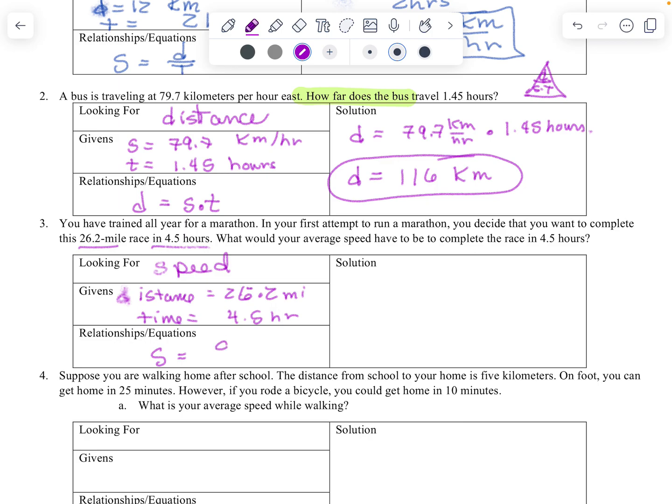Speed equals distance divided by time. And let's sub and solve. Speed will equal our distance divided by 4.5 hours. This one I will not solve for you. So you'll have to put your answer down, and it will be in miles per hour. We don't use the P for per.